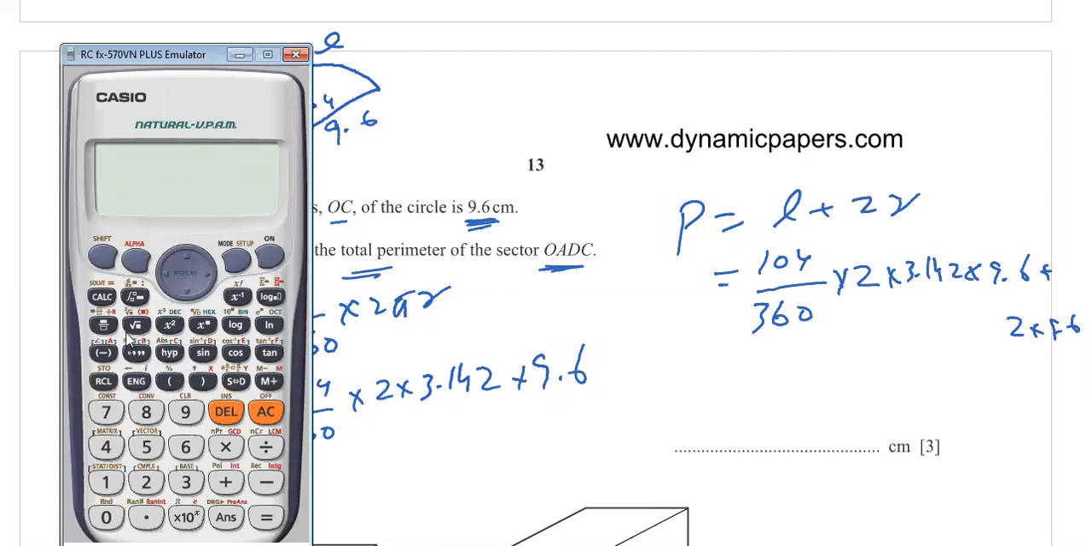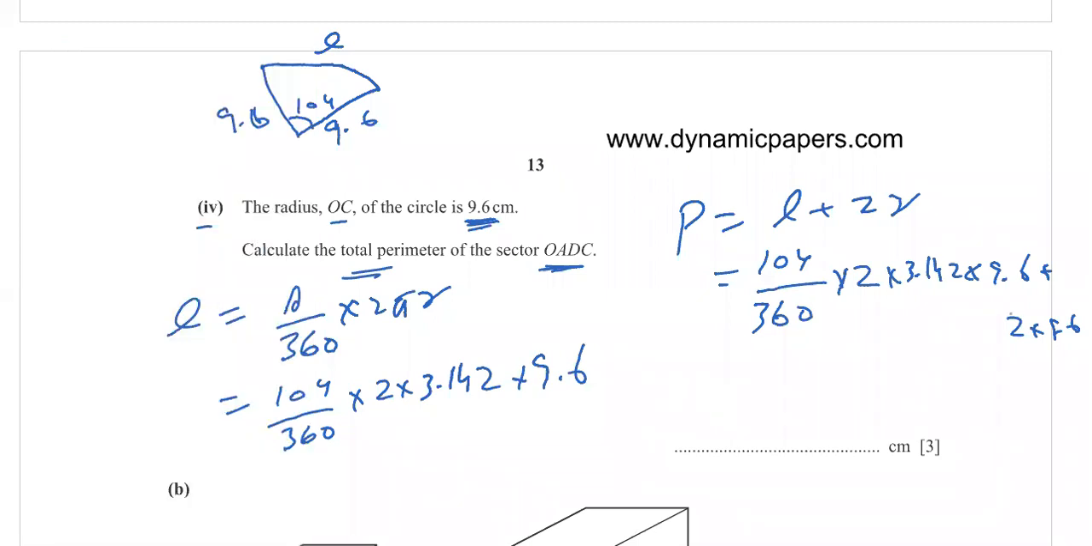Let's calculate. It's 104 over 360 multiplied by 2 times 3.142 times 9.6, plus 2 times 9.6. That is 36.62, which by rounding will become 36.6.